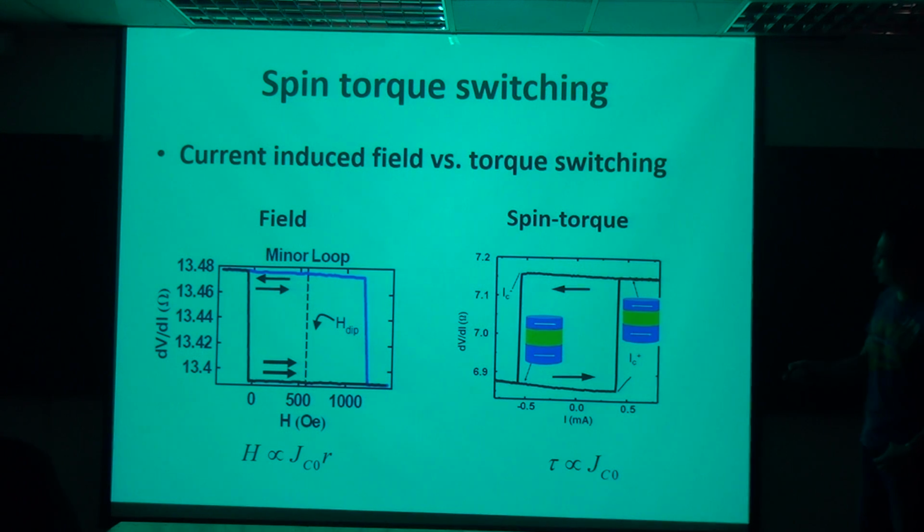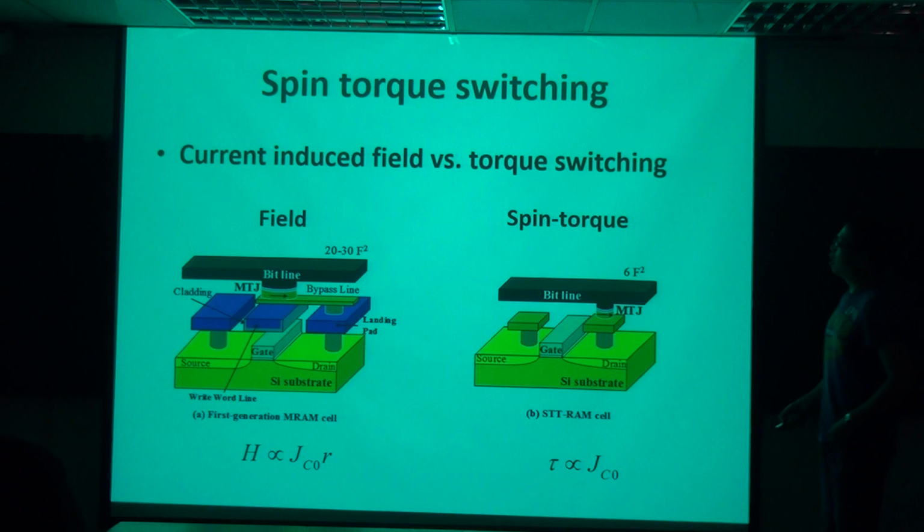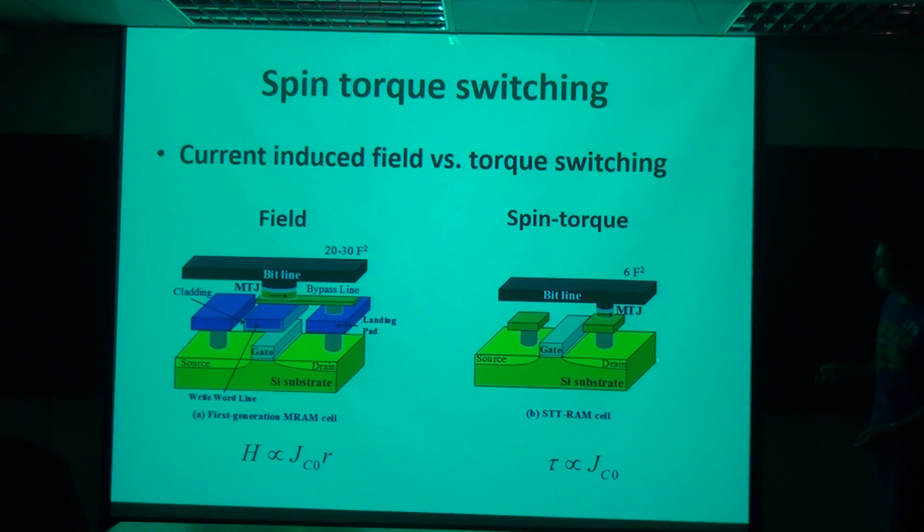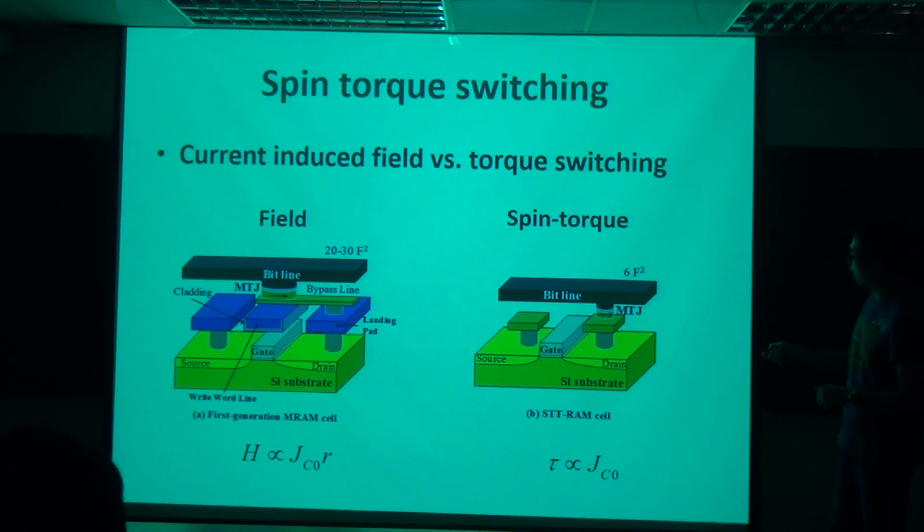You can perform the same switching, but at the same time you can shrink the size of your device, and that's all we want, right? For the semiconductor industry, they always want smaller devices such that they can pack more on one chip. And if you look at the layout for field-driven, or current-induced-field-driven MRAM, which is typically called first-generation MRAM, the cell size will be much larger than the STT MRAM device, because you don't need an extra line to provide the effective field, or the Oersted field, in order to switch your device. All you need is the same two-terminal device.